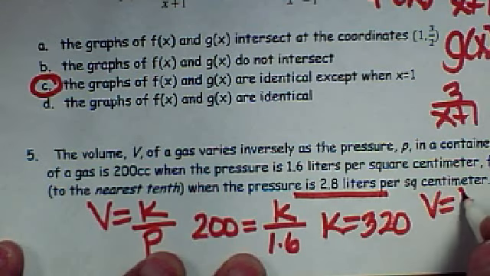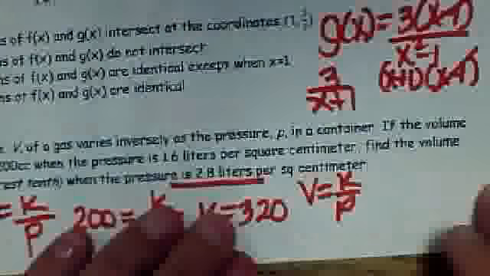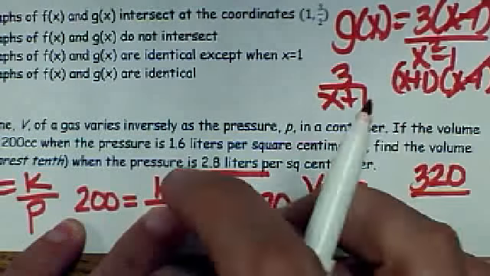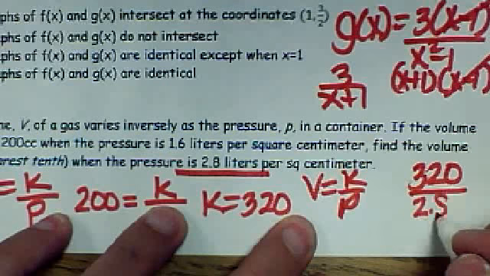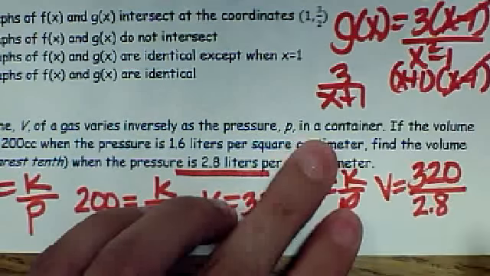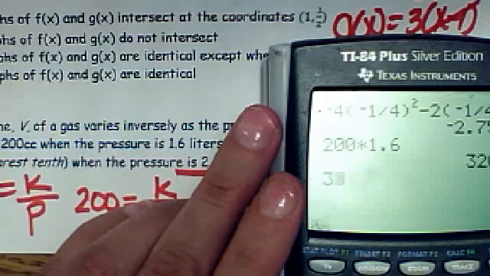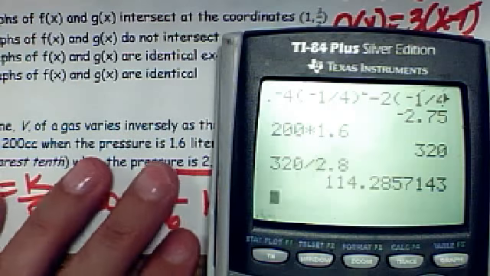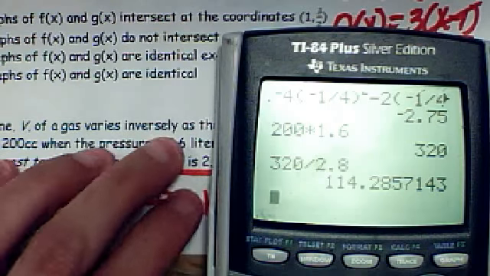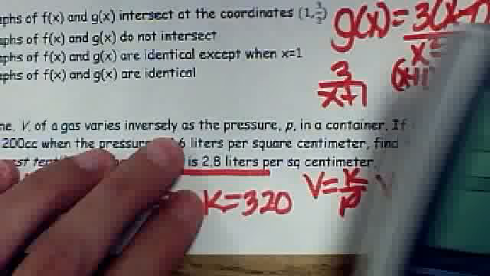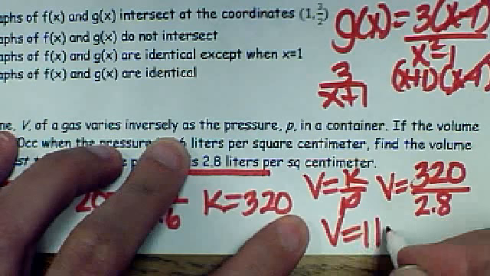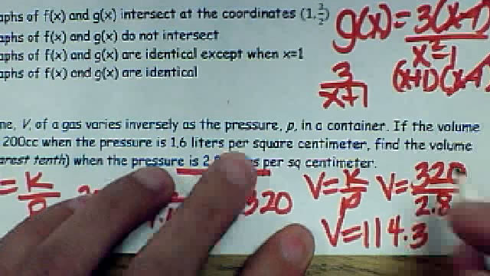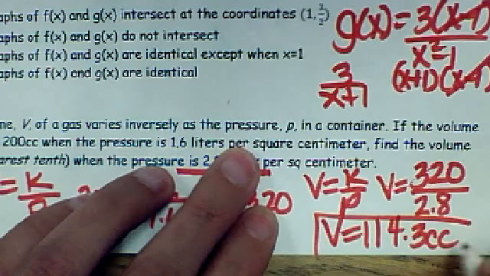Now that I know k, I can use that formula again. V equals k over P. And I know that my k is 320. And I want this time the pressure to be 2.8. So I have V equals 320 divided by 2.8. If I put that in my calculator, 320 divided by 2.8, and the problem says round to the nearest tenth, that rounded to the nearest tenth would be 114.3. So the volume equals 114.3. C. And there's your answer.